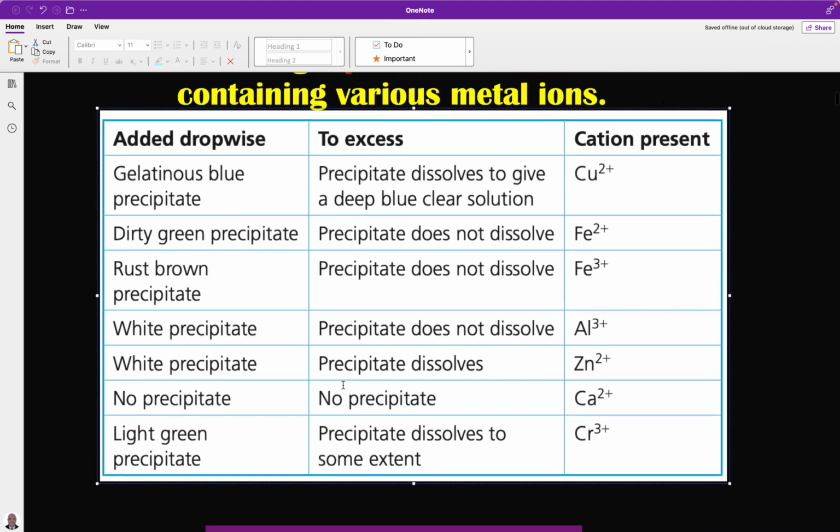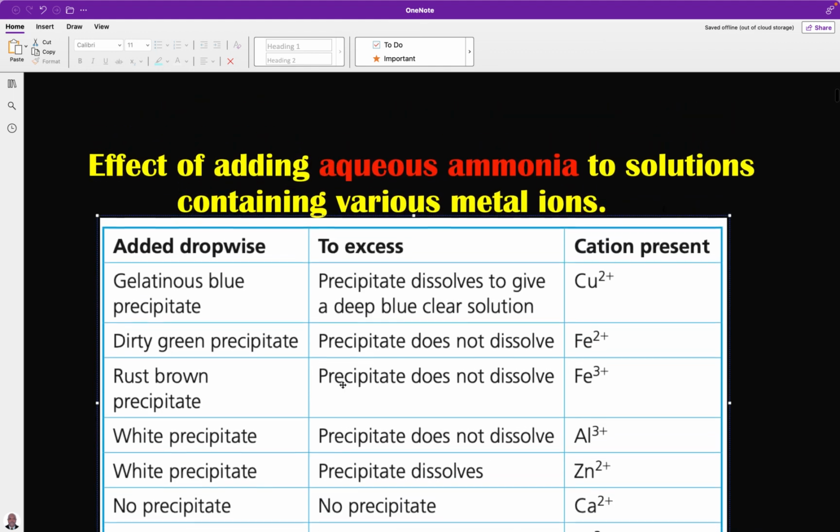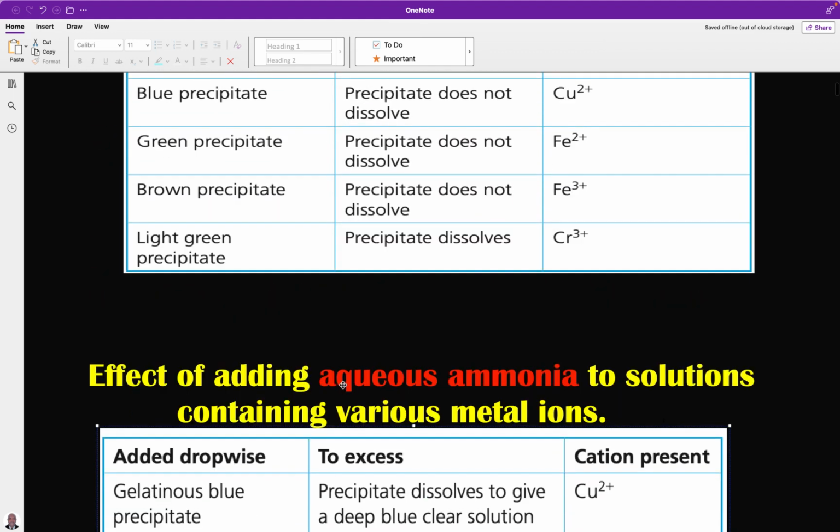You could also be given a table to identify the different cations in the given unknown salt solution. Based on their reactions, and the reaction when you add to excess, you will be able to know the likely cation that is present.